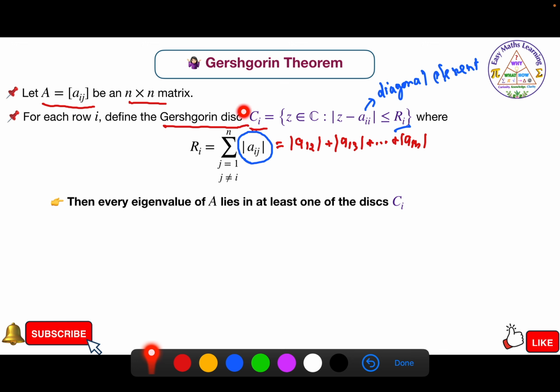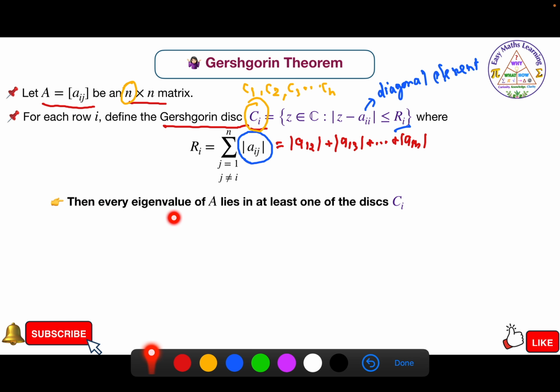So as we define Gershgorin disk Ci for each row i. How many rows do we have here? We have n rows for matrix A. So how many disks do we have? n disks. Means we will have C1, C2, C3 up to Cn.